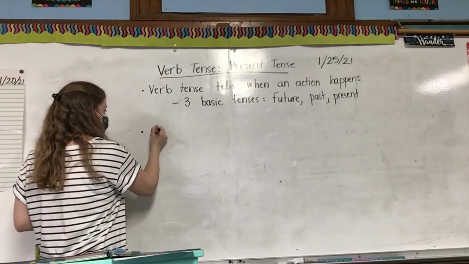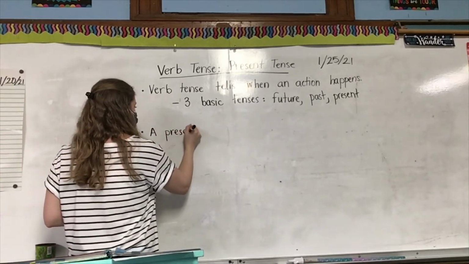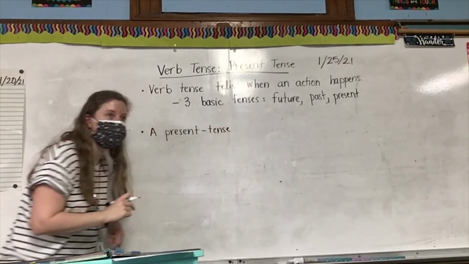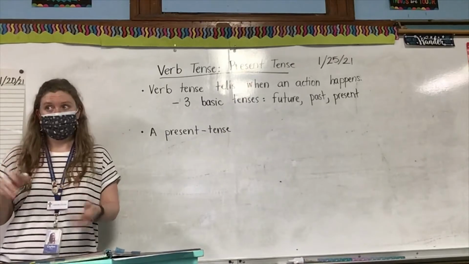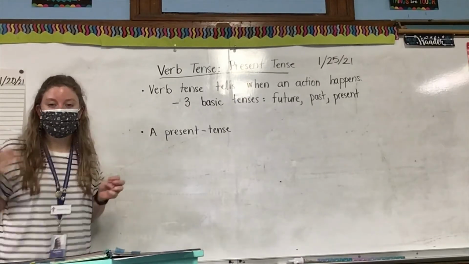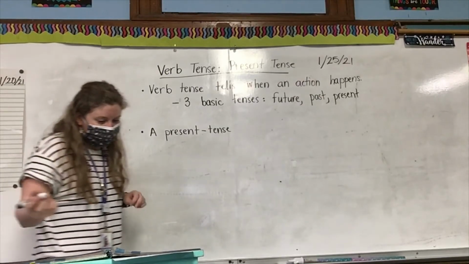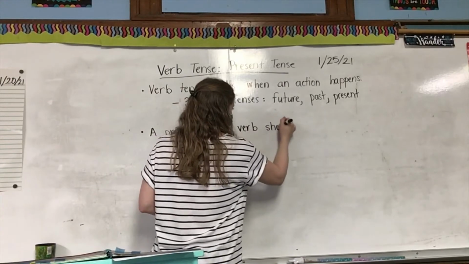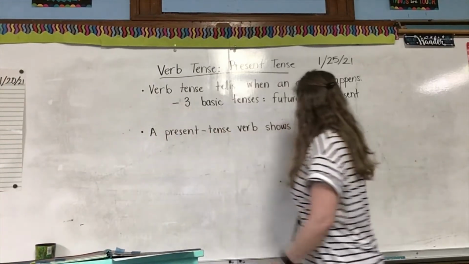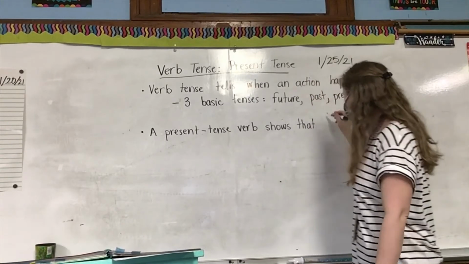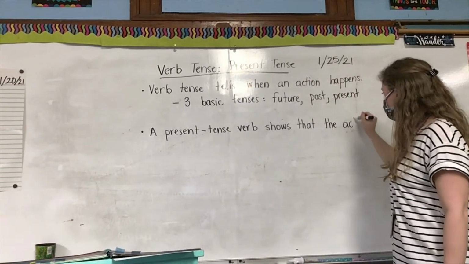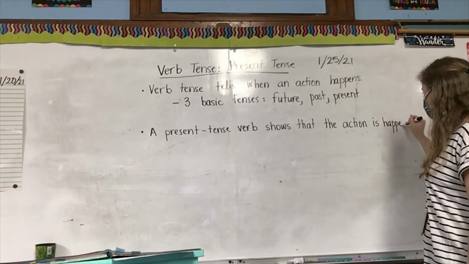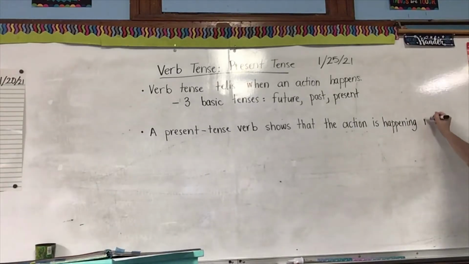Okay. We're going to start with a sentence. A present tense, which you may see sometimes with a dash between, you may not. It just depends on how the person writing it, what they learned. A present tense verb shows that the action is happening now.